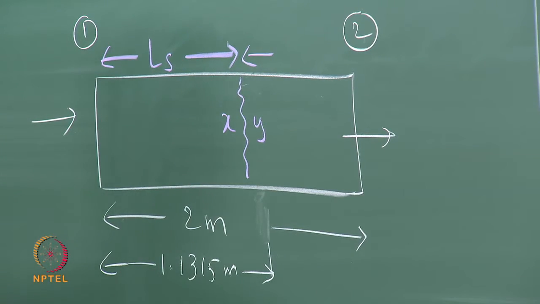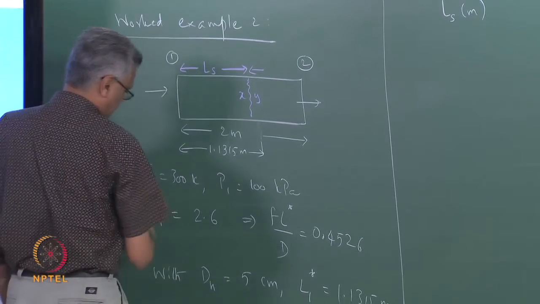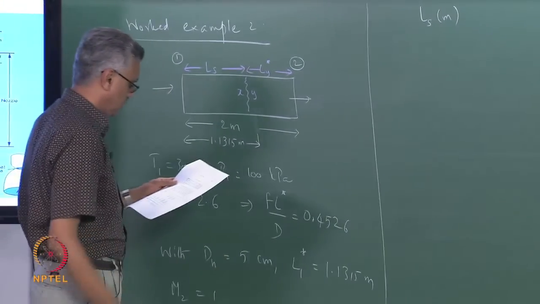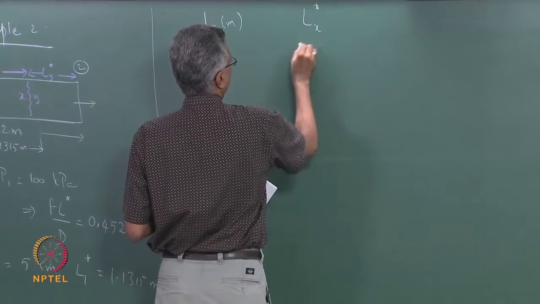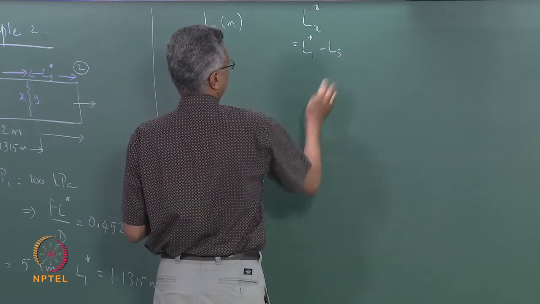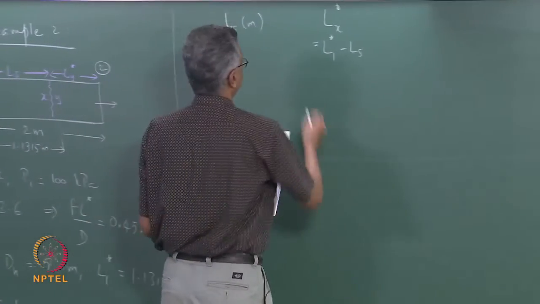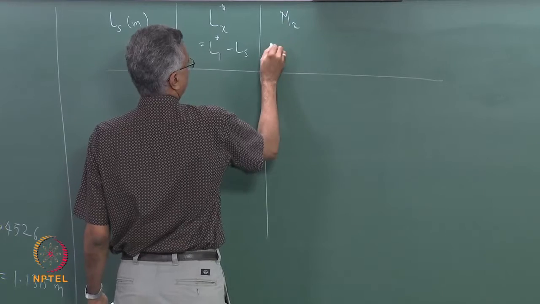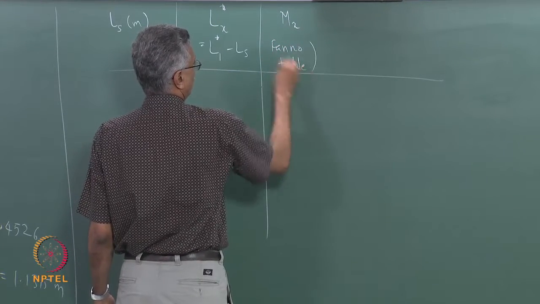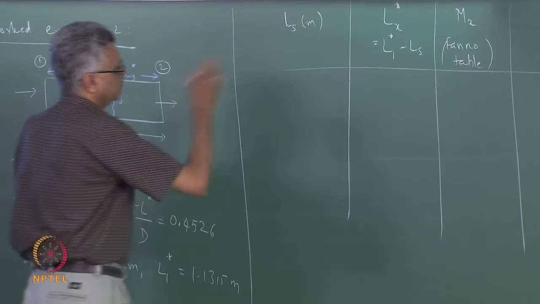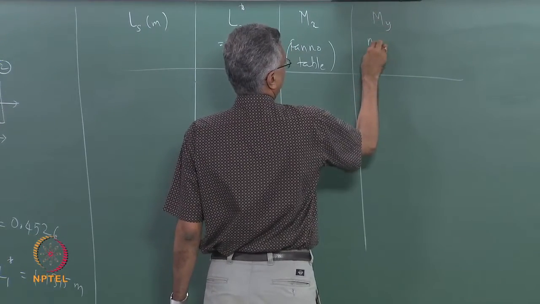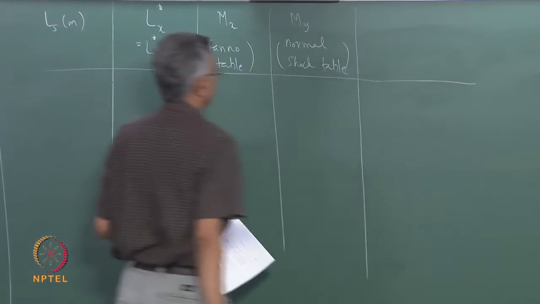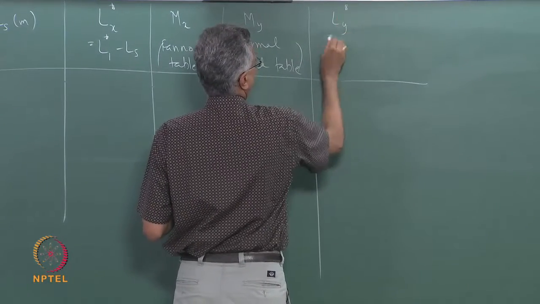We assume the exit Mach number M2 to be equal to 1. With that assumption, this distance will become Ly star. So, let us put all these things into a table form. Lx star, as we said yesterday, is going to be L1 star minus Ls in meters, and we get Mx from Fanno table, and then we get My from the normal shock table. Once I get My, I can get Ly star from Fanno table.